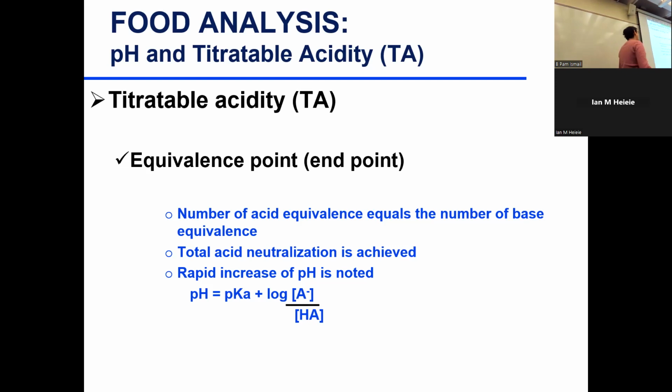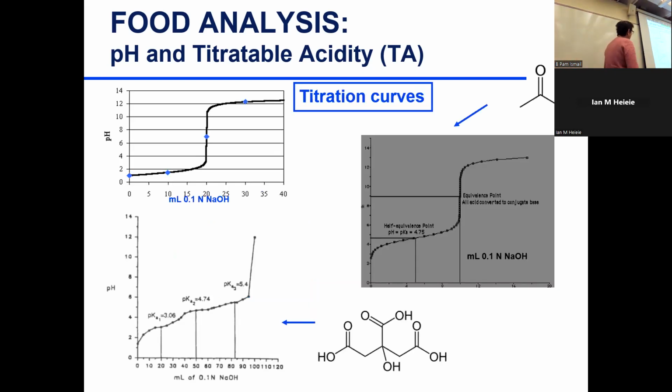And you'll be doing that in lab. You will be watching how the pH is steady, steady, steady, until all of a sudden it goes way up. That means you no longer have protonated acid. And that's when you end your titration. You will be plotting titration curves.